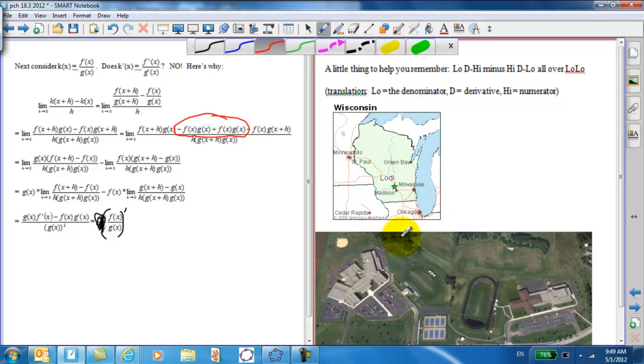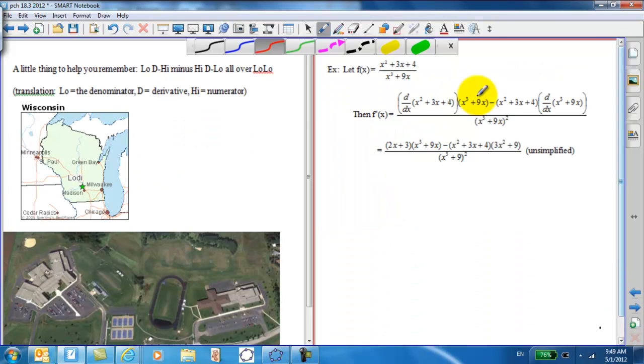Low d high minus high d low over low low. That's a little mnemonic device. Low d high minus high d low over low low. Let's see how it works here. Low d high: this is the low function, and this is the derivative of the high function, minus the high function times the derivative of the low function. And here's low squared, the low function squared.